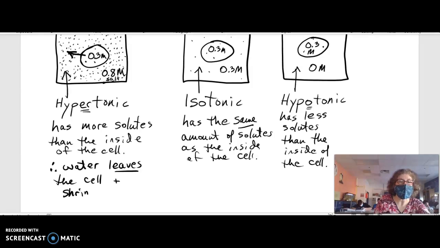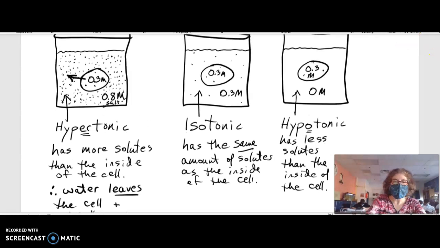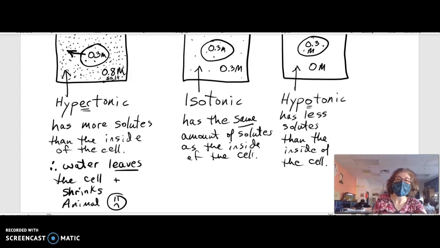That usually results in it dying, right? Animal cells don't like that. Animal cells, that's a bad situation. Plants too. Plants don't like it either. Okay, next one. In the isotonic situation, what's going to happen? It's going to stay the same, but is water still moving? It's just moving equally both ways.